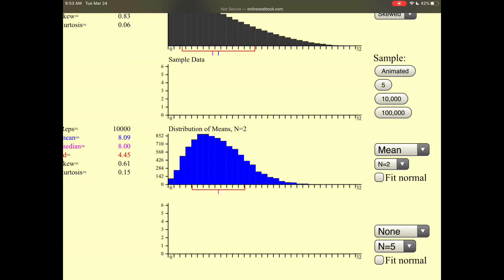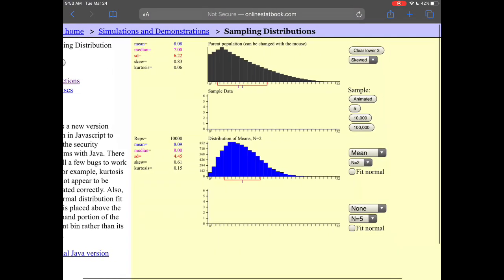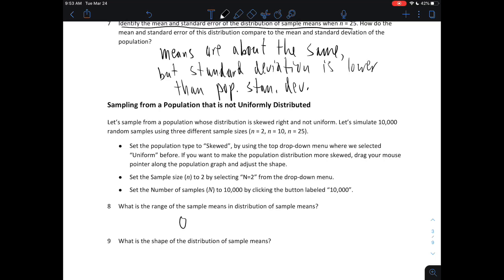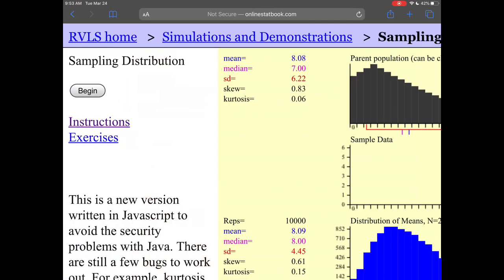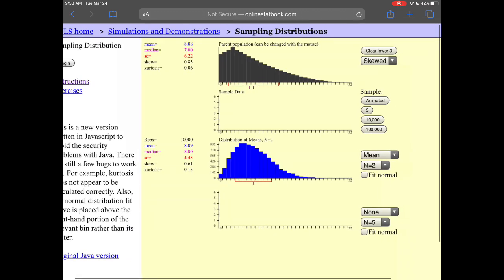And then if we want to describe the shape of this distribution, we would say that it's skewed right. So for number 8, 0 to 23, and then it is skewed right. We're saying skewed right because we still have a right tail on this distribution of means graph in the center of the screen.